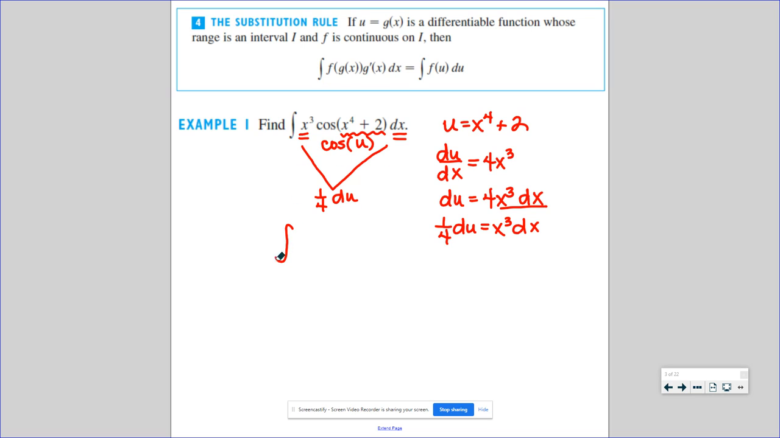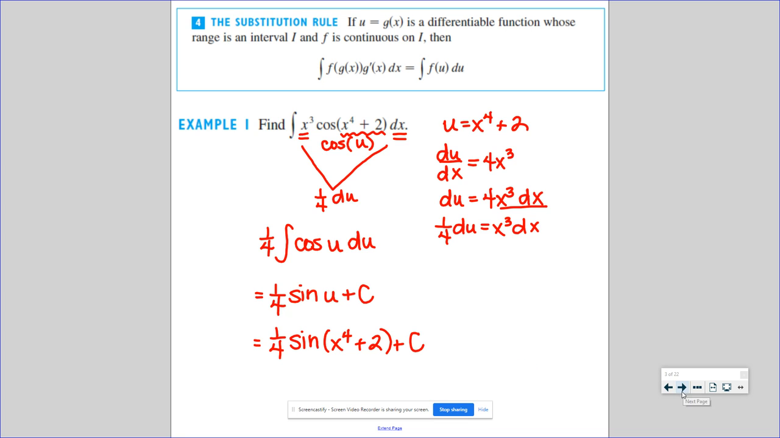Okay, so let's rearrange all this stuff and rewrite our integral. I want the 1/4 on the outside because I prefer to move constants out there. And this is going to be cos of u du. Okay, now once you get to this point where all the variables are back in terms of u, you can antiderive. So the antiderivative of cos is sine. So we get sine of u plus c. And then remember, your final step is to change your u back into terms of x. So that makes it x to the fourth plus 2, plus c.